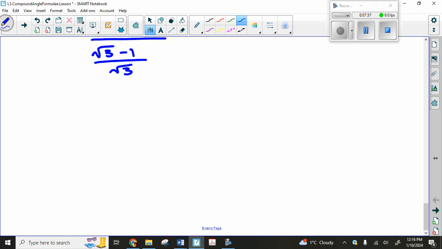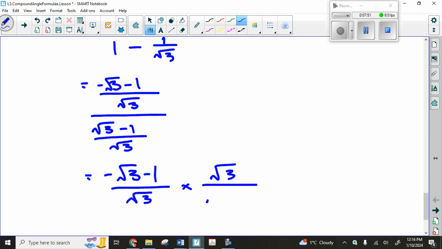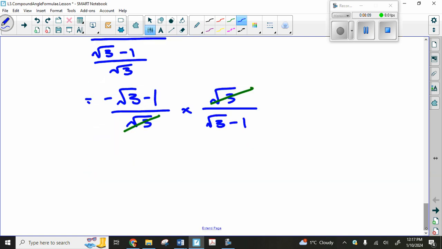So it's ugly, but we got this. Times, flip the second one, root 3 over root 3 minus 1. Bingo bango, those are going to cancel out. These look like they want to cancel out, but they don't because of this negative in front, which is a little bit tricky. So our final answer is negative root 3 minus 1 over root 3 minus 1. Okay.